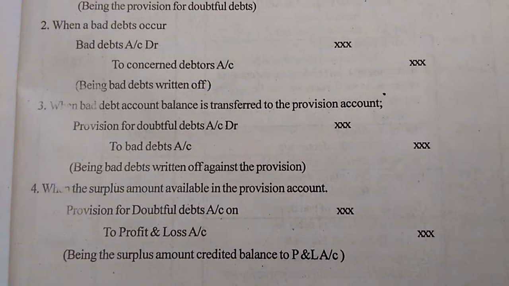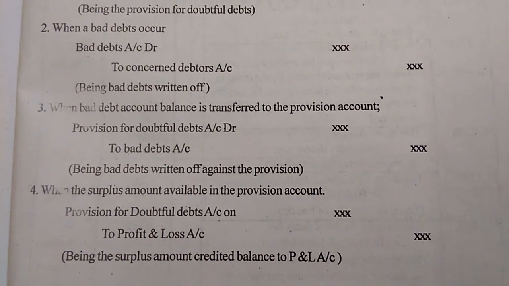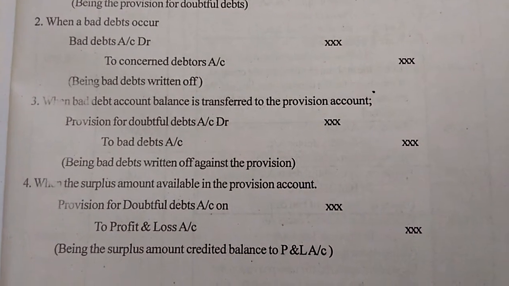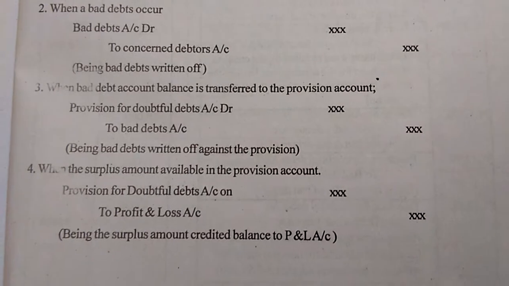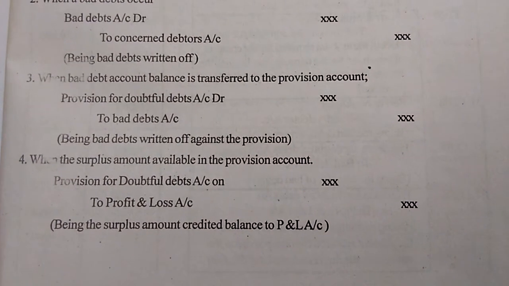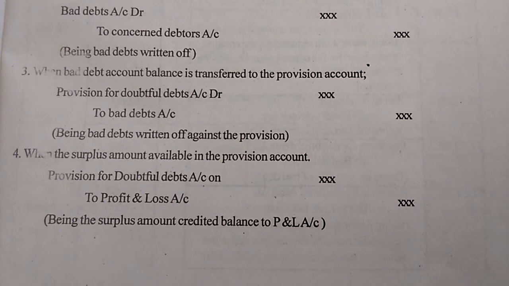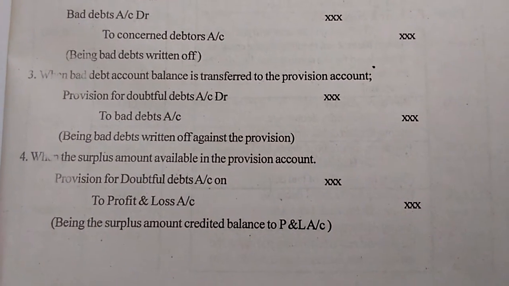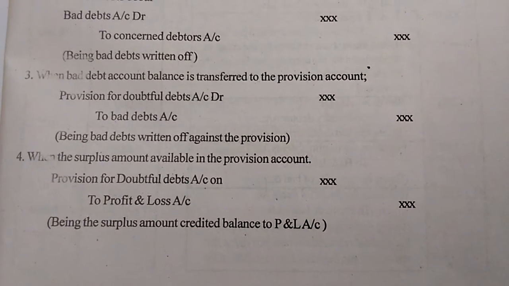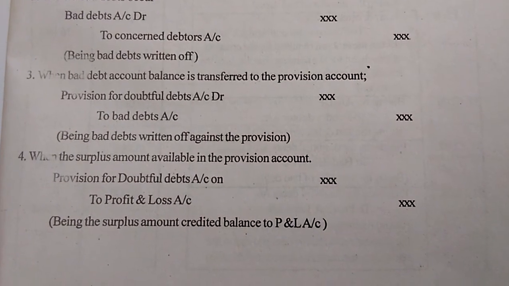Second one, when a bad debt occurs: bad debts account debtor to concerned debtors account, being bad debts written off. Third one is when bad debts account balance is transferred to the provision account: provision for doubtful debts account debtor to bad debts account, being bad debts written off against the provision.